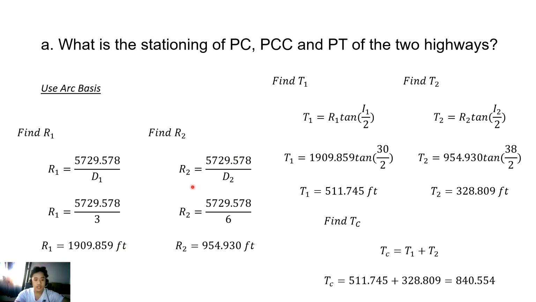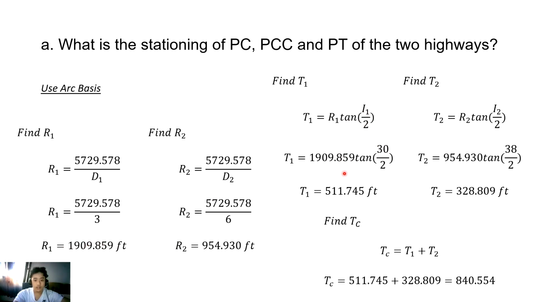Then, sa R2, same formula. Substitute lang natin yung D2, which is yung 6 degree, and we'll get 954.930 feet. Then, sa T1, same formula pa rin. R1 times tangent I1 over 2. Then, substitute lang natin yung R1 nito.